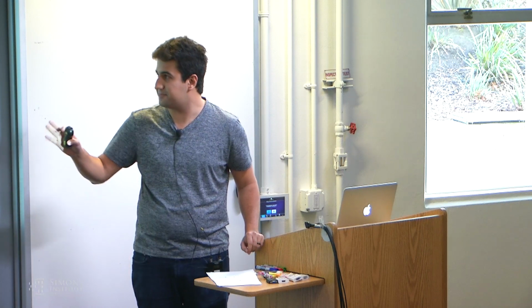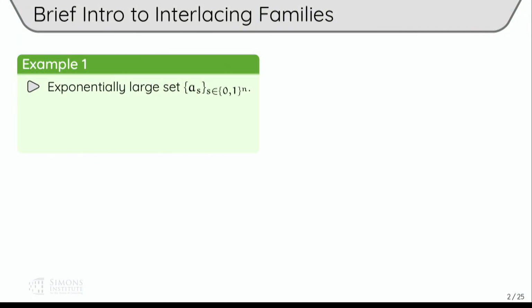So let me give you a brief introduction. I know that we've gone over this in the boot camp, but let me give you a brief introduction on the rough ideas in the method of interlacing families. The way I think of interlacing families is as a generalization of the method of conditional expectations. This is one of the most used facts throughout mathematics: if you have a collection of numbers, there always exists a number that's smaller than the expectation, right?